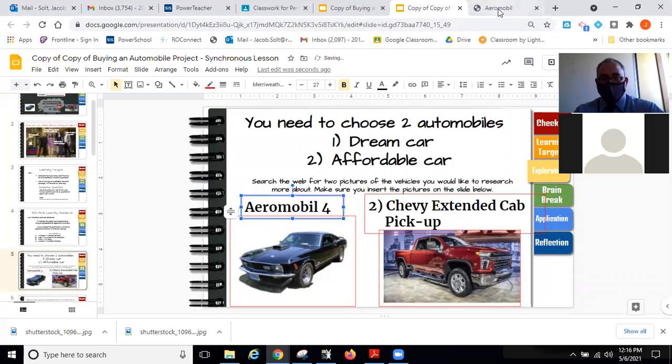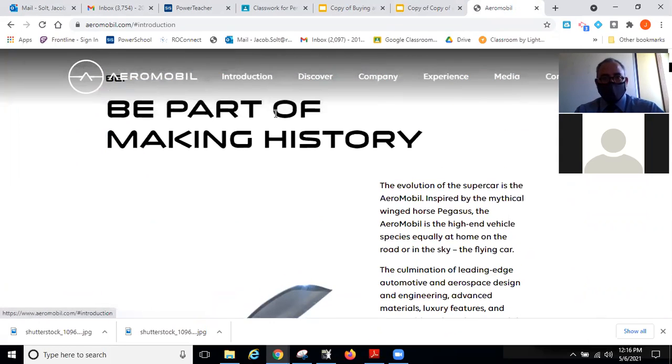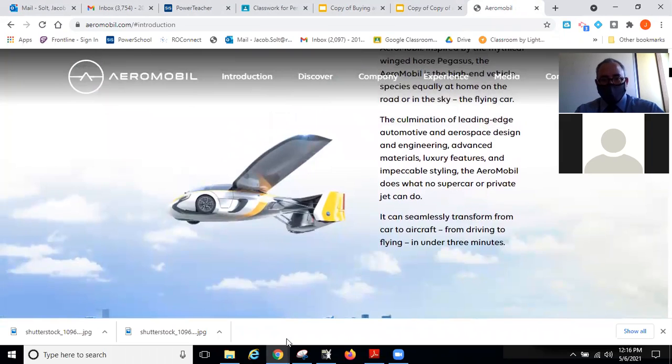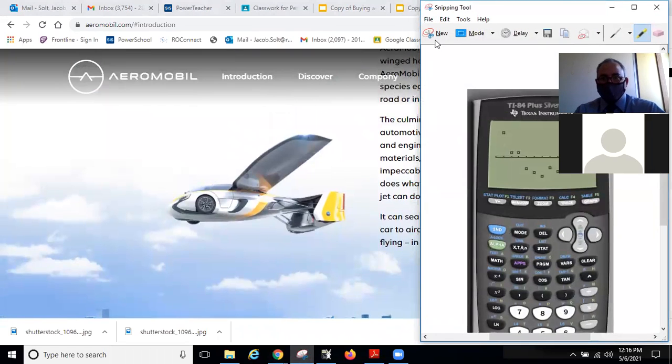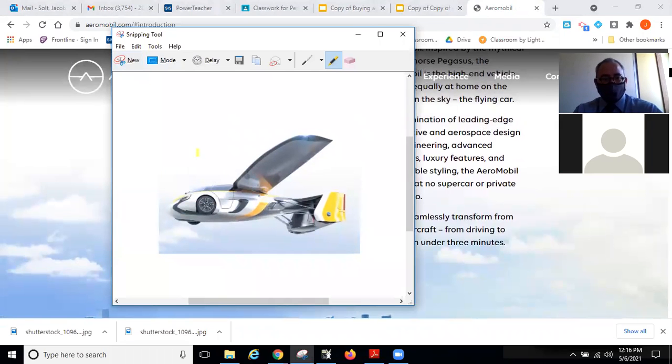Now I need a picture of my Aeromobile 4. Let me see. Is that a picture? Where is a picture here? Introduction, maybe. There we go. There's a picture of my Aeromobile 4. Yes, yes, people. This is a flying car. A flying car is going to be my pick.